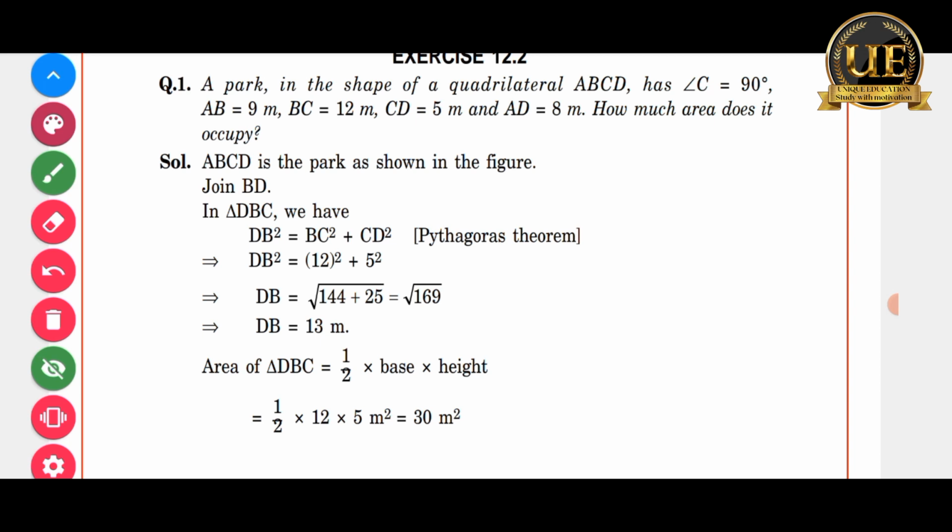So after joining BD, in triangle DBC we have BD square is equal to BC square plus CD square, by the Pythagoras theorem. BD square is equal to 12 square plus 5 square, which is 144 plus 25, equal to 169. BD is equal to 13 meter. Area is half into base into height, half into 12 into 5, that is 30 meter square.